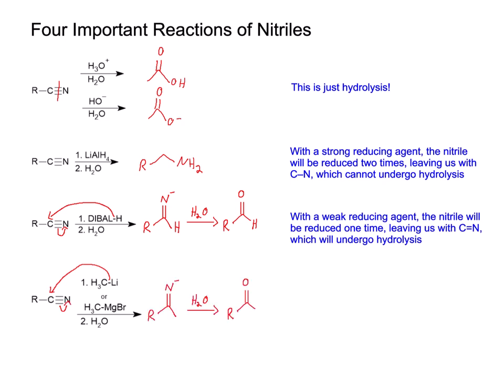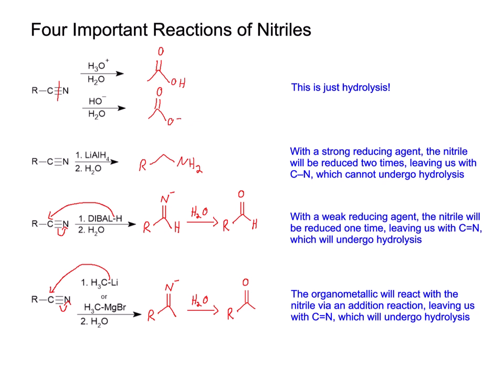That will create a new carbon-carbon bond, while also giving us a carbon-nitrogen double bond. So when we add water in the next step, we are going to undergo hydrolysis, giving us the ketone. Once again, this is just an addition reaction, which leaves us with a carbon-nitrogen double bond, which is one of the scenarios that works with hydrolysis. And there you have it, the 4 most important reactions of nitriles.